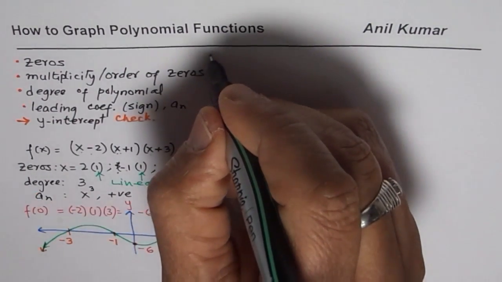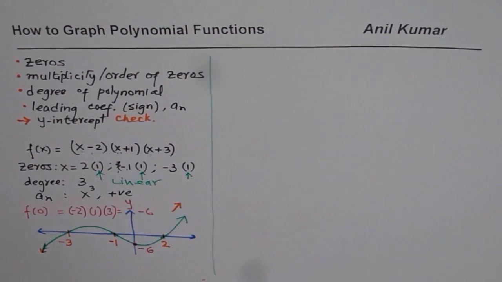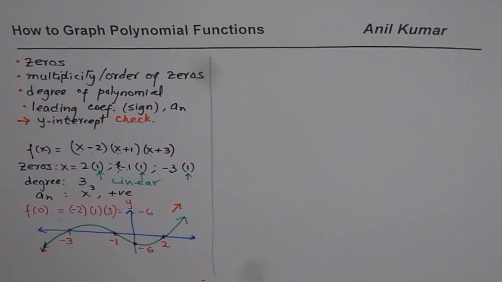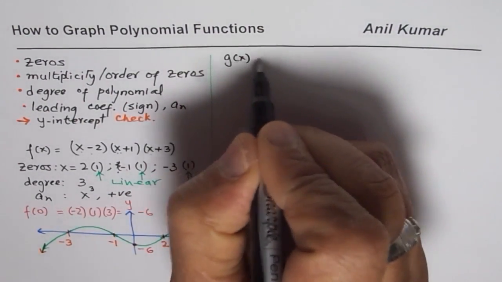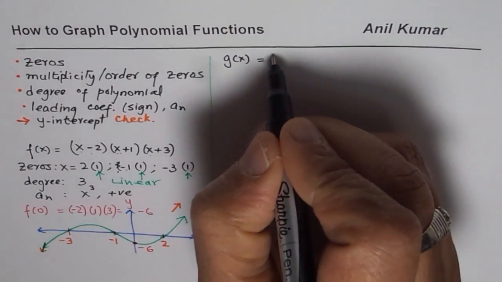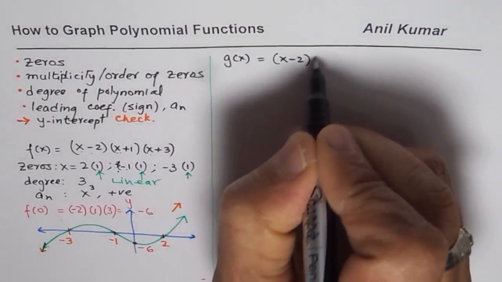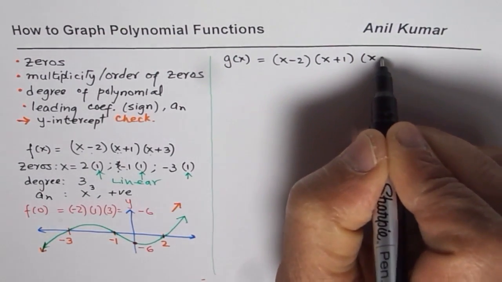Now what we will do is we'll change our equation a bit and see how it affects the graph itself. So now what I will do is I'll write another function, let us say g of x, and this time I'll change the order of these zeros. So we'll still keep the same zeros, let us say x minus 2, x plus 1 times x plus 3.